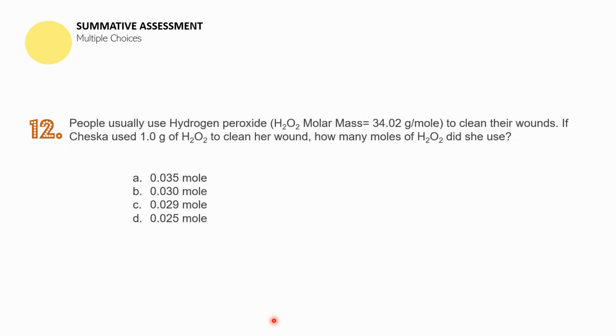Question number 12. People usually use hydrogen peroxide, H2O2, with a molar mass of 34.02 grams per mole, to clean their wounds. If Cheska used 1 gram of hydrogen peroxide to clean her wound, how many moles of hydrogen peroxide did she use? Is it A. 0.035 mole? B. 30,000 mole? C. 29,000 mole? Or D. 25,000 mole?